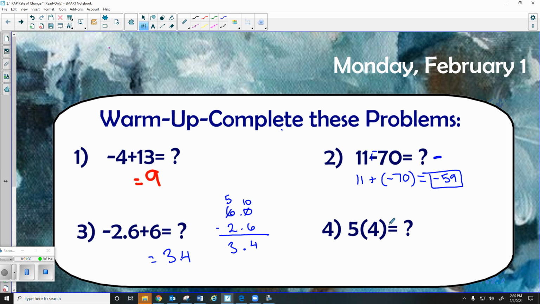Okay, and then this is a little review from last week. Remember, when there's no sign, no operation, that means to multiply. So this is going to be a positive 20.